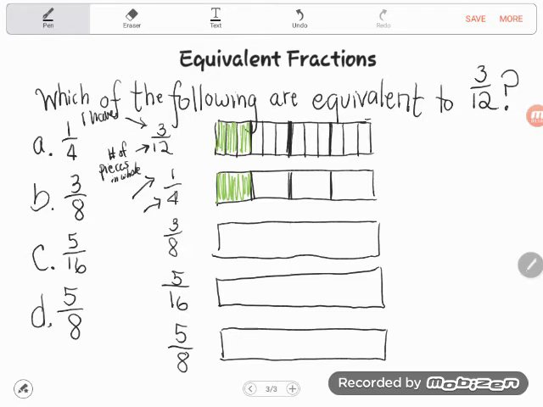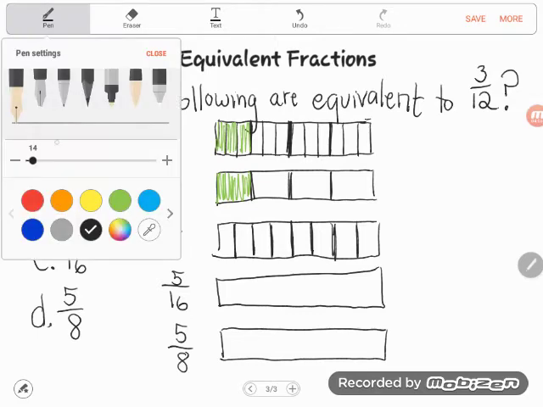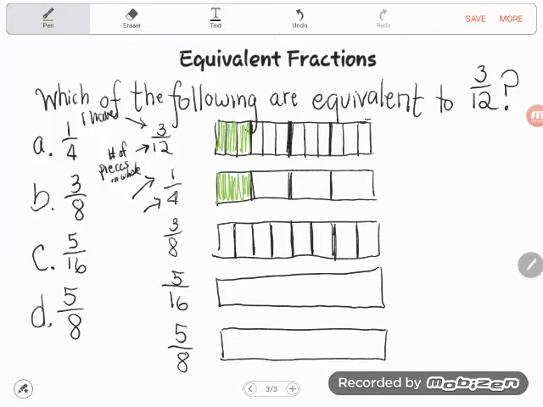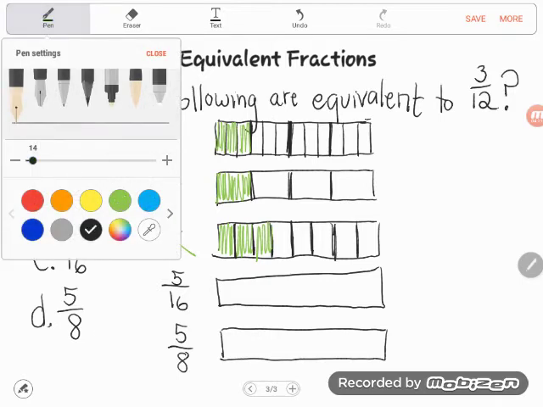3/8 means I'm breaking into 8 equal pieces. So let me break it in half, then those halves in halves, and then those halves in halves. Here we have 8 equal pieces. And of those 8 equal pieces, I have 3 of them. Let me color it in. 1, 2, 3. Close to the same amount, but not exactly. This is a little bit more. This is not equivalent.